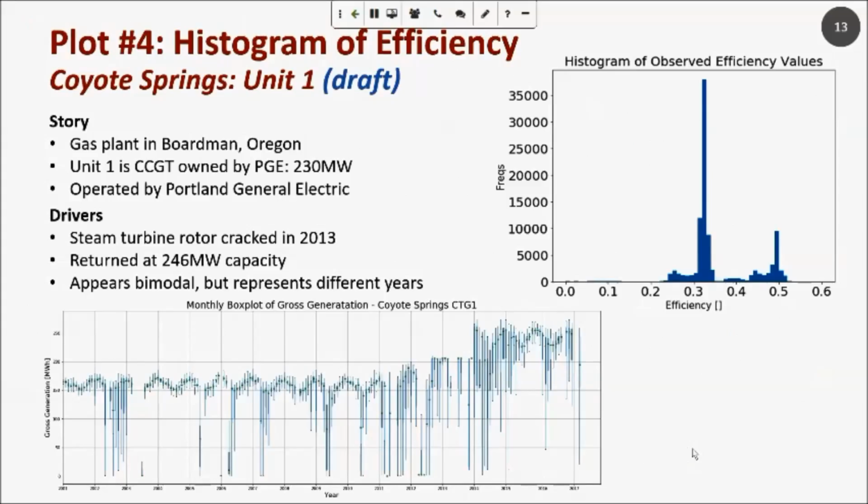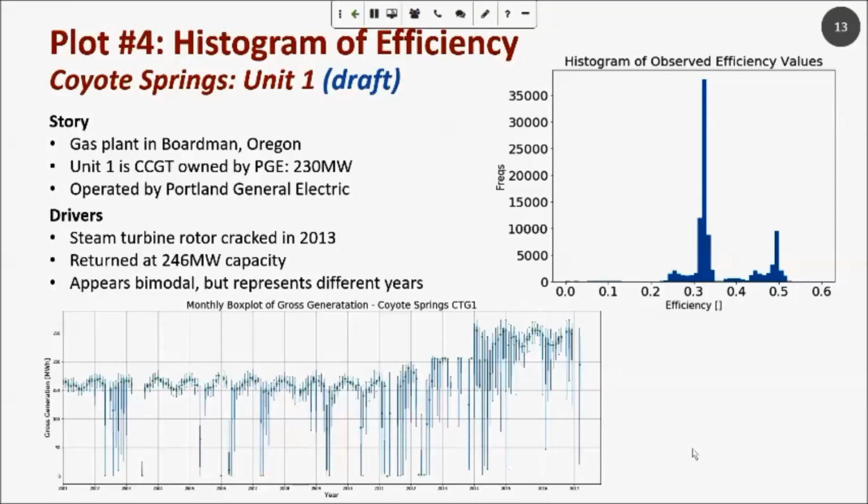All right, last we're going to look at a histogram of efficiency. So this is for Coyote Springs, Unit 1, and Coyote Springs is a gas plant in Boardman, Oregon. It has a capacity of 230 megawatts, and it's also operated by Portland General Electric. So look at the histogram on the upper right-hand side. You'll see efficiency on the x-axis and frequency on the y-axis. So just as a brief refresher, a histogram describes how frequently a given value occurs in a data set.